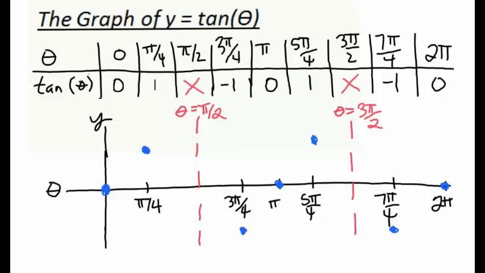Now remember, as we get closer to a vertical asymptote, what's going to happen is our y values are going to increase very drastically. So we get an action that looks kind of like this. As we get closer to these asymptotes, the tangent function is going to kind of swoop upwards or downwards like so.